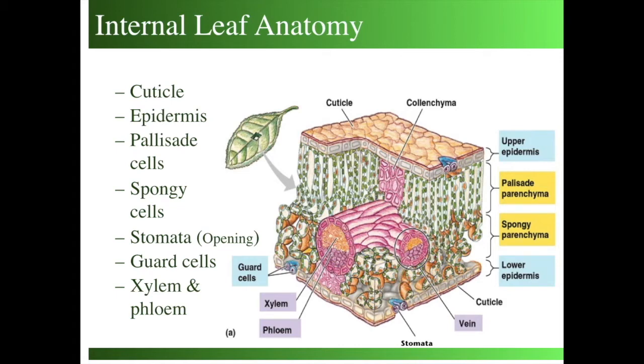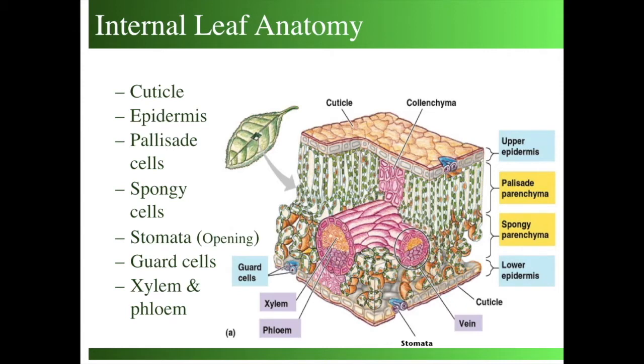The long cell structures are called the palisade cells or palisade layer. The squishy cells inside, circular in shape, are called the spongy cells. They look like little circular sponges. On both the top and bottom, with more at the bottom, are the guard cells. The guard cells are the lips that open and close, and the space between the guard cells is called the stoma, also known as the stomata.